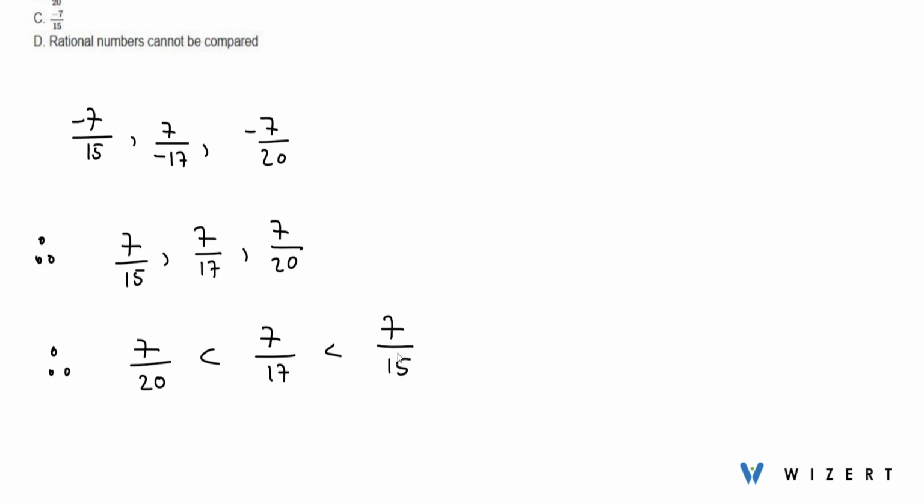But in the actual question, all the numbers are negative. So what we have to do is we have to multiply minus 1 to all the inequalities. Now we know that when we multiply both sides of an inequality by minus of 1, then the inequality reverses sign. So it will be minus of 7 upon 20 greater than minus of 7 upon 17 greater than minus of 7 upon 15. So from here we can say that minus of 7 upon 20 is the largest number among the three given numbers.